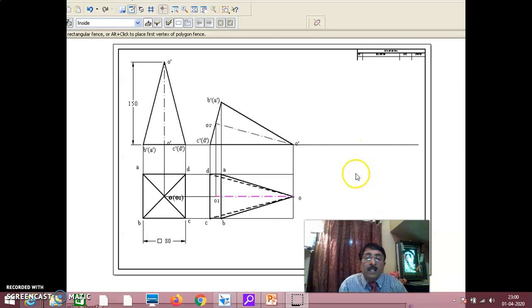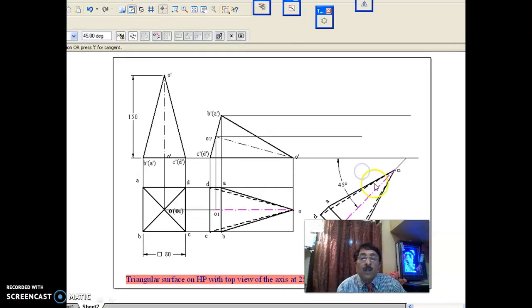Now, what exactly we do here is, in the third step, the top view of the axis is inclined at 45 degrees to VP. That means, since it is resting on the triangular surface on HP, the second stage top view and the third stage top view will remain same. That is why we take the same second stage top view, that is move and copy and rotate it such that the axis is inclined at 45 degrees to VP.